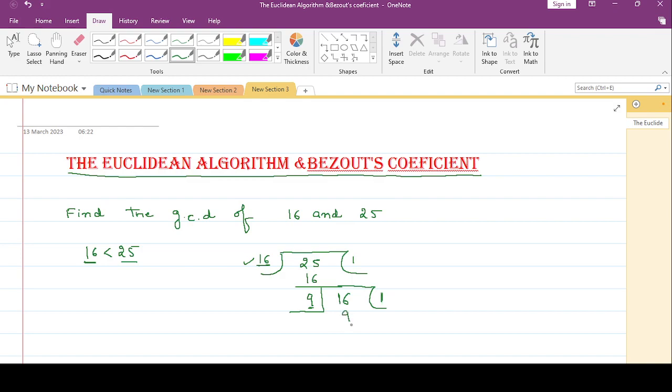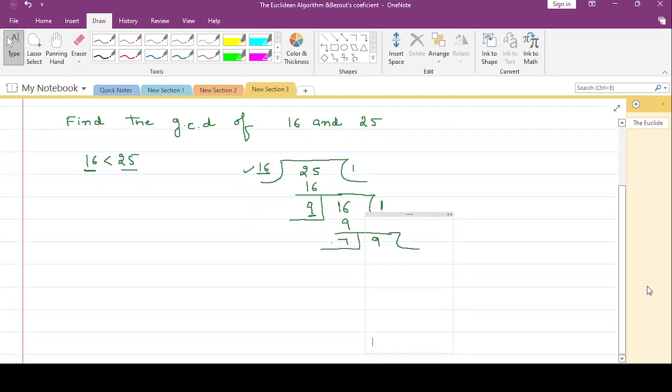Okay, so you see what do you get here? 16 minus 9 is 7. So this remainder is less than previous divisor. Okay, so now this becomes divisor in the next portion, and this previous divisor becomes dividend. Okay, now further we divide 9 by 7. So what do we get? 7 ones are 7. Okay, so 9 minus 7 is 2.